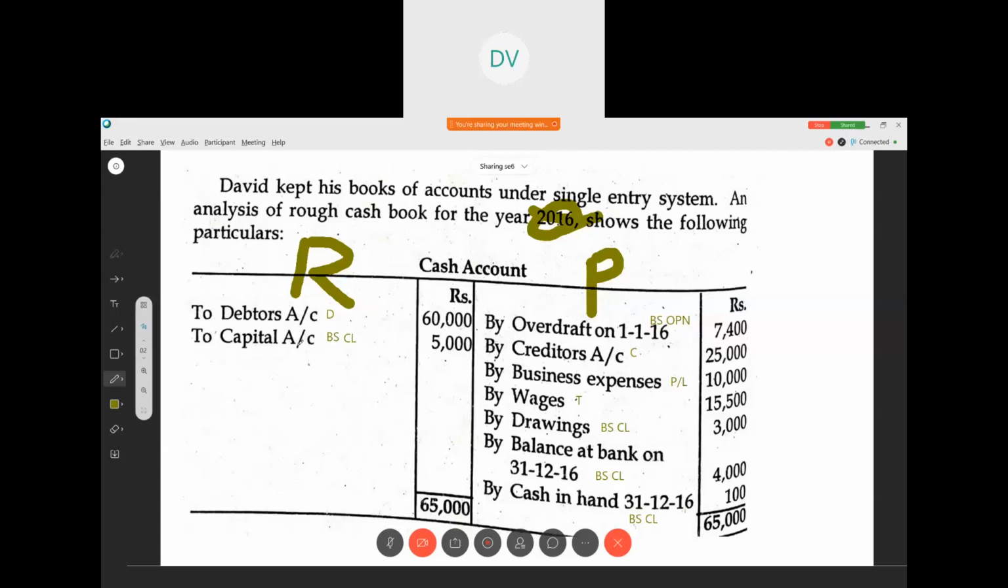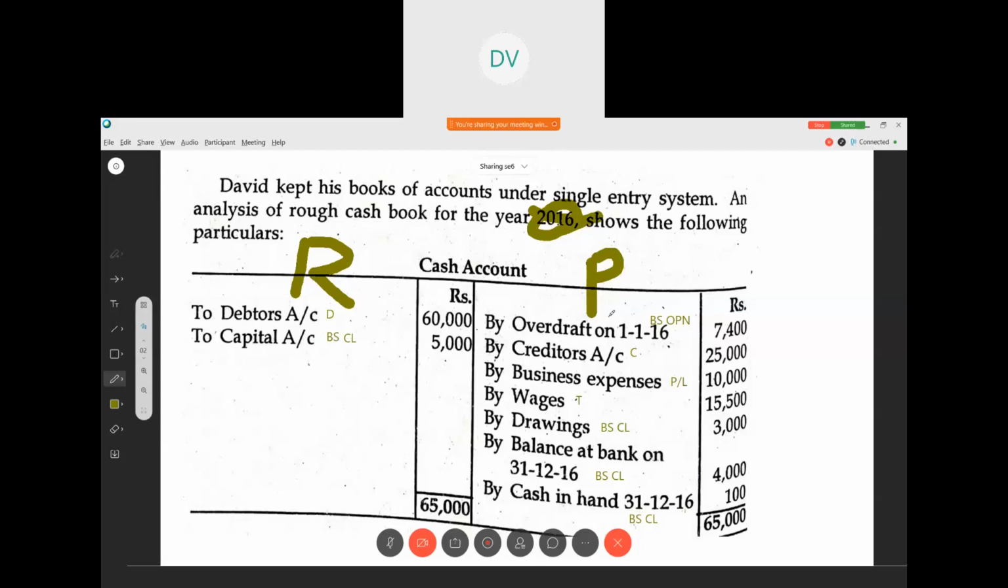Then to capital account. That means what? Receipt. We have received 5,000 rupees as capital. What is this capital? Additional capital. Okay, this year he has contributed. Where does it go in the balance sheet? Closing balance sheet we have to write additional capital. We have to add to the capital.